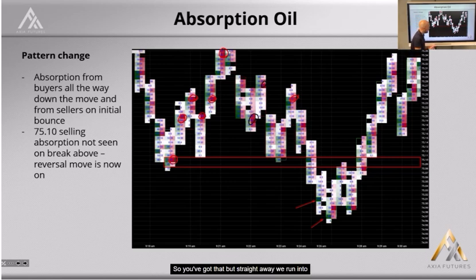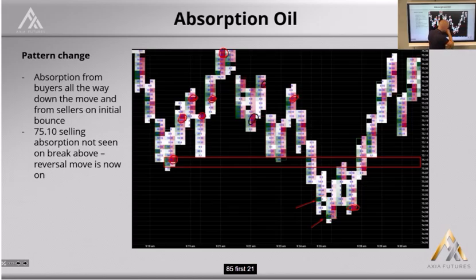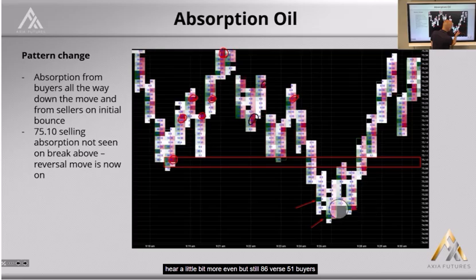So you've got that, but straight away we run into absorption. Again, this one is around about 105 for 6 contracts. Here you've got 85 versus 21. Here a little bit more even, but still 86 versus 51. Buyers are then back. They're still sitting there passively. They're still happy to take any selling coming their way.